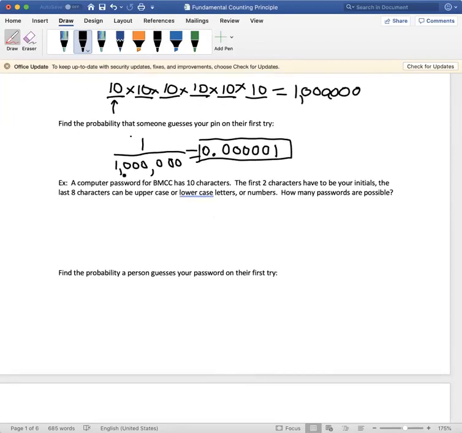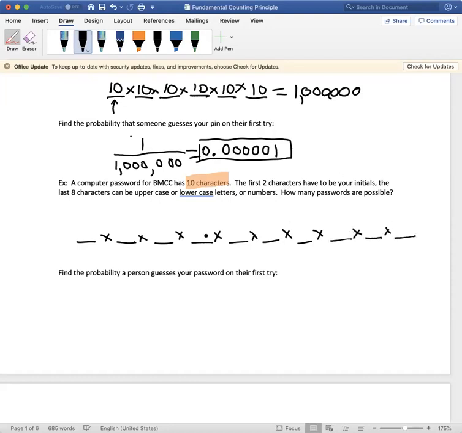Let's take a look at this next example, which is a computer password for BMCC has 10 characters. The first 2 characters have to be your initials, and the last 8 characters can be uppercase or lowercase, or they can be numbers. How many passwords are possible? Okay, so let's take a look at this one. Now, again, we're dealing with something that has 10 characters. So what I'm going to do is I'm just going to write 10 little spots here. 1, 2, 3, 4, 5, 6, 7, 8, 9, 10.